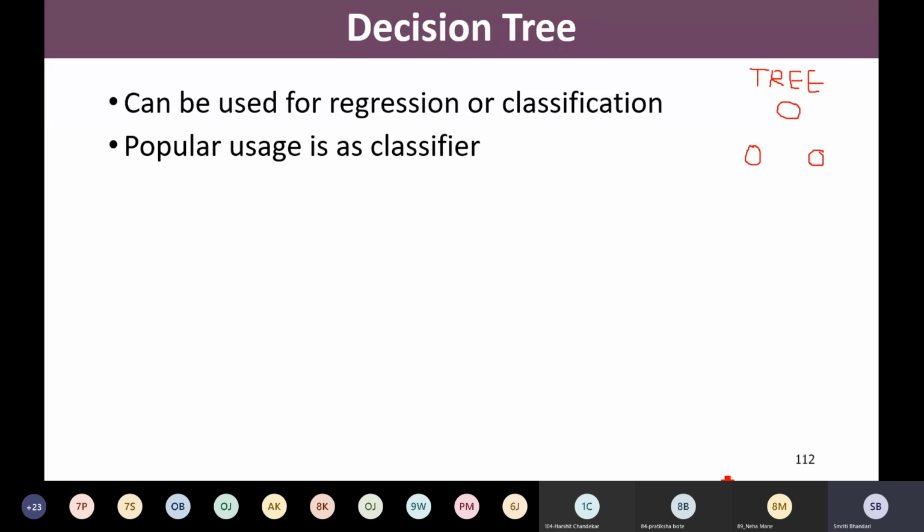Am I audible? Yes, ma'am. Okay. So I was introducing you to the tree in computer science.